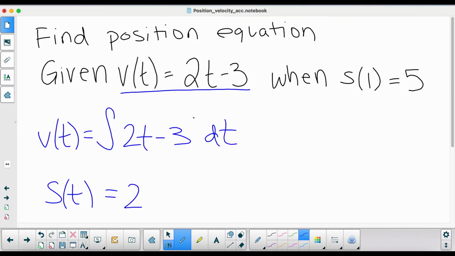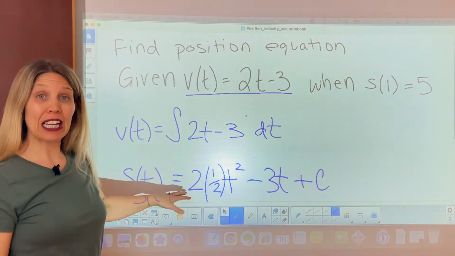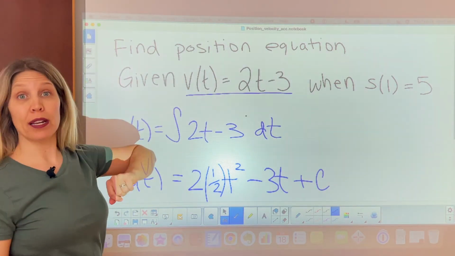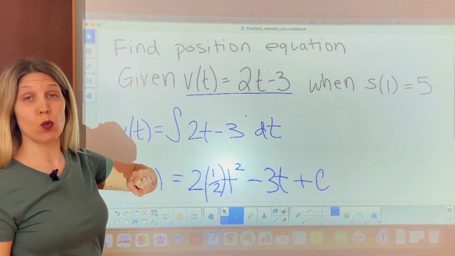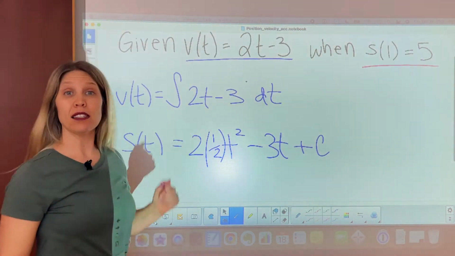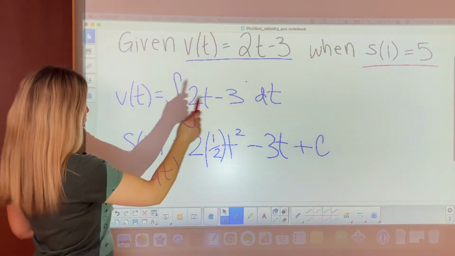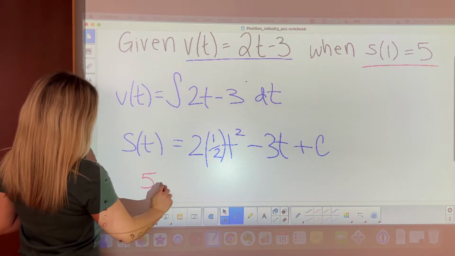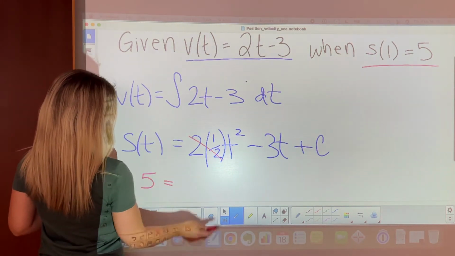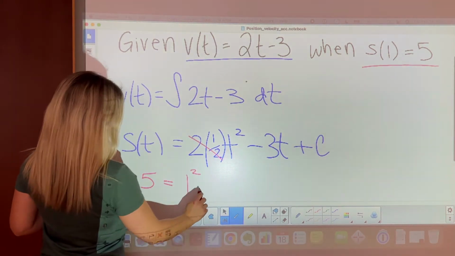The 2 comes down, t, you add an exponent. So that's t squared, and then out front you do 1 over that new exponent minus 3t plus c. Now we can clean this up and plug in the information they gave us. When s is 1, they want it to equal 5. S of 1 equals 5. So I'm going to go ahead and plug that in. So this is going to equal 5, and these two are going to drop, and we're plugging in 1 for t.